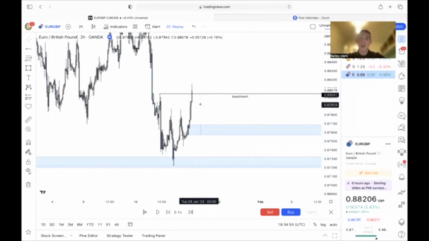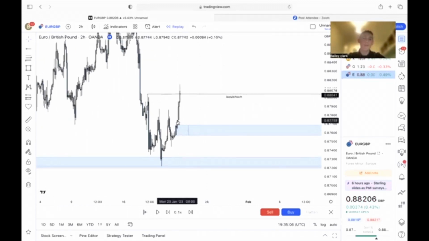If you find an area of demand all the way up here when price is overbought, I would usually just discount that, because you don't want to be buying at premium pricing. You want to wait for it to be in a discount, which is this area right here.